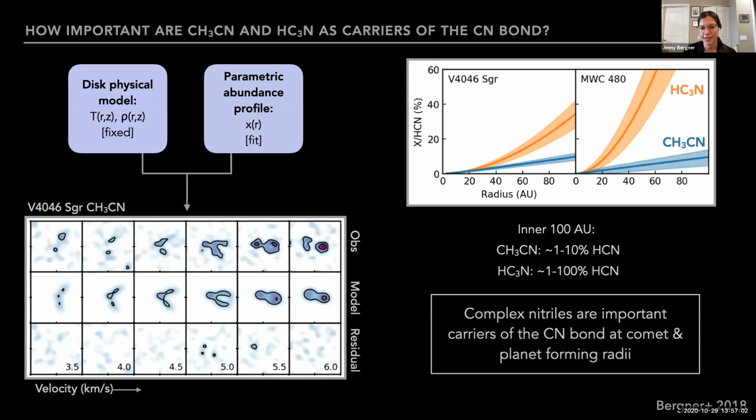So what this is telling us is that these complex nitrile species are actually important volatile carriers. They can be as abundant as the more simple species. And so if we're interested in characterizing the partitioning of elements among different carriers, we really need to consider these larger species in addition to the simpler ones.